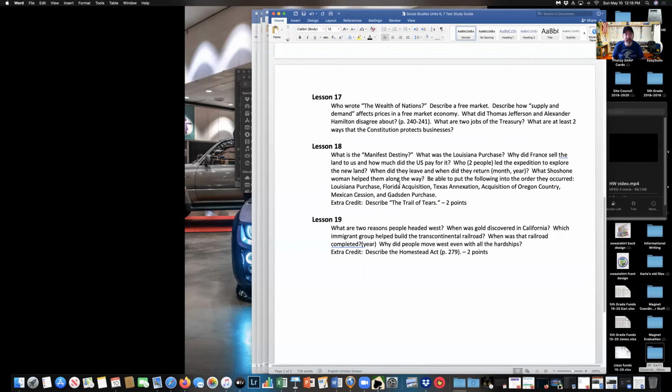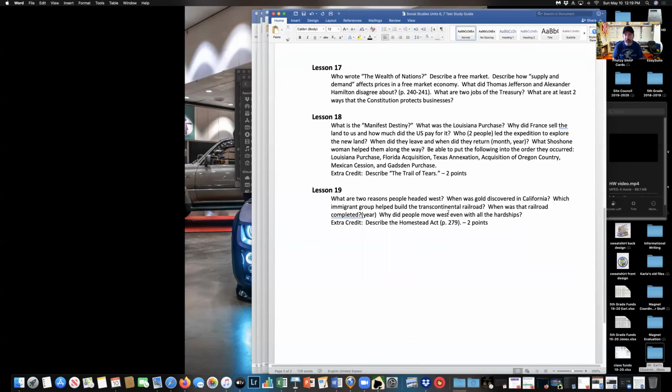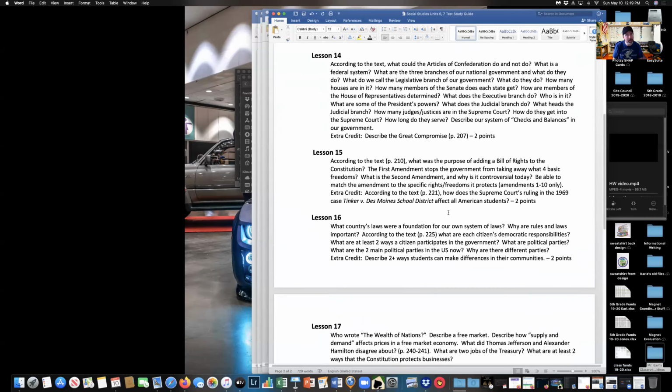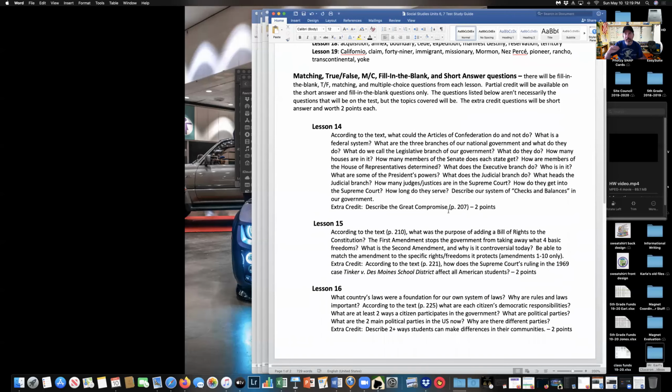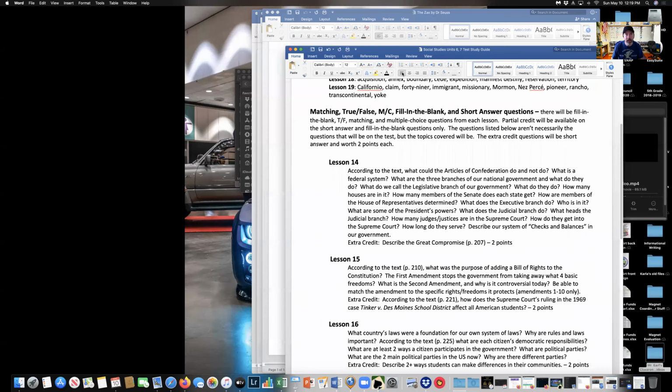And then lesson 19, our last one, was kind of filling in the gaps, bringing us all the way to the Civil War. Which we're not going to get into. That's kind of the end of what we cover in 5th grade. And then there's extra credit there on the Homestead Act. So this is the study guide. It's 2 pages long. I recommend you print it out so that you can answer the questions in your notebook or on paper as you are reading through the text.